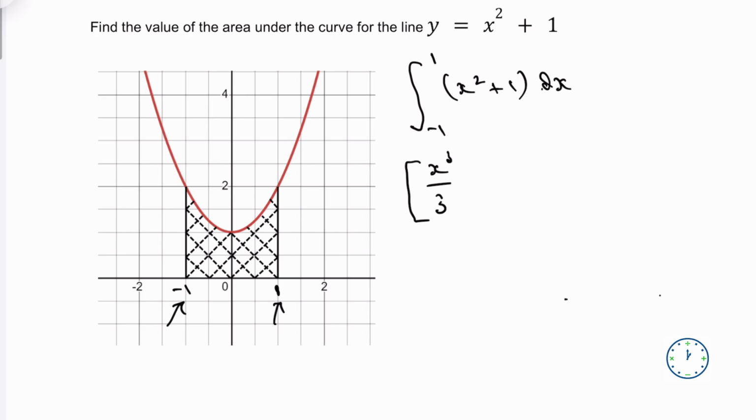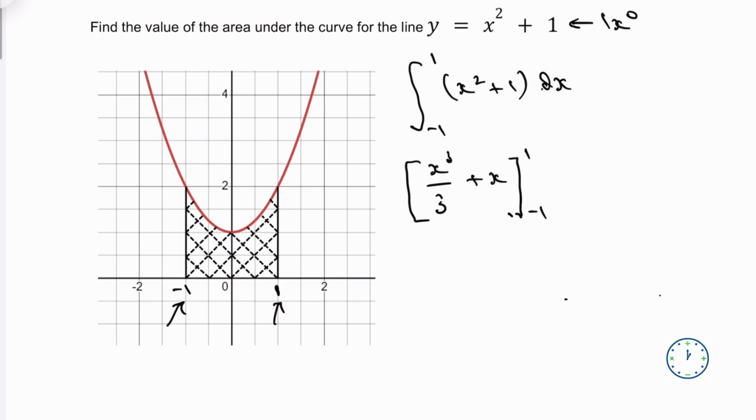For the second one, which is positive 1, what we've got to do is imagine that 1 is exactly the same as saying 1x to the power of 0. So I'm going to add 1, it's going to give me x to the power of 1, and then divide by 1. So what I actually get is plus x. And that is going to be between those two limits, which is 1 and negative 1, as we had before.